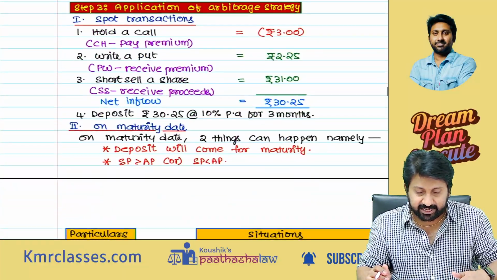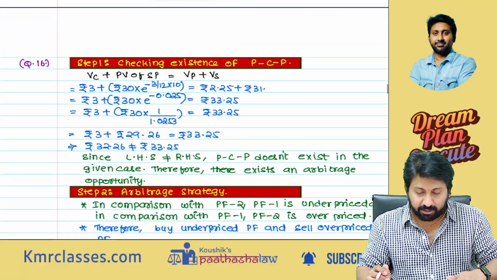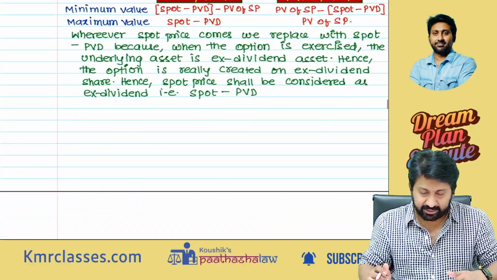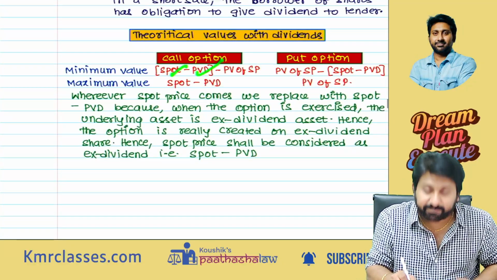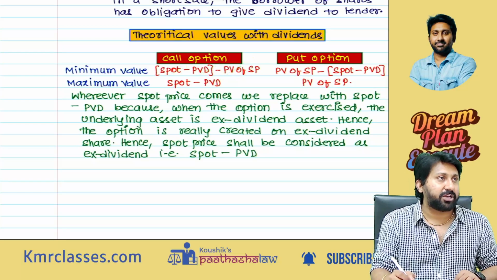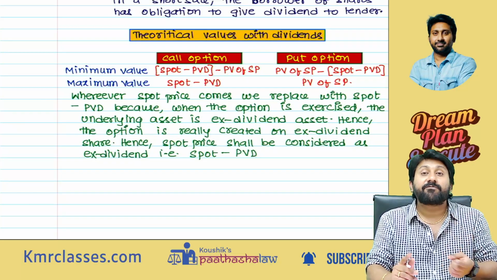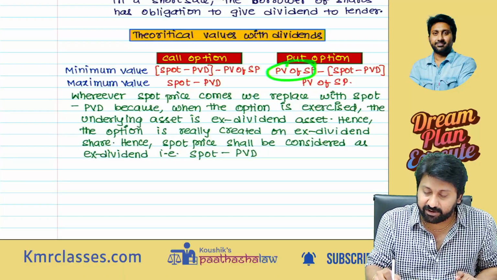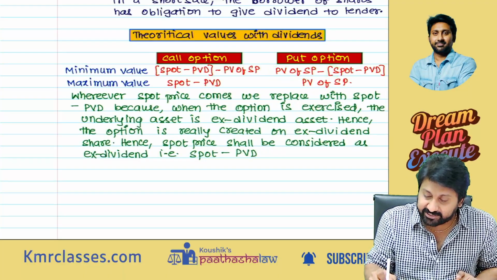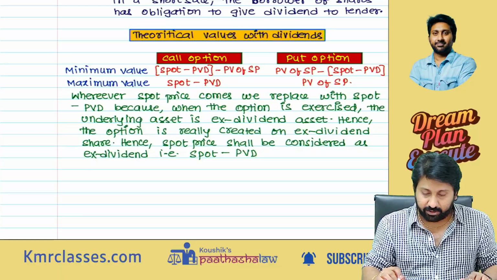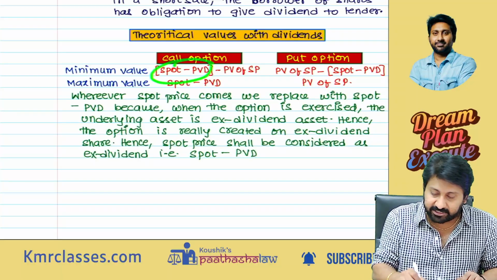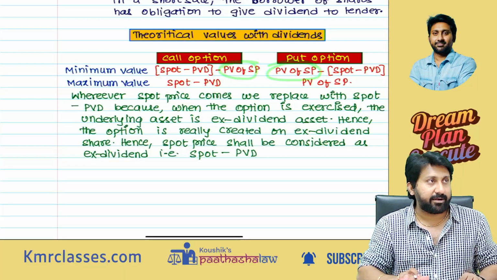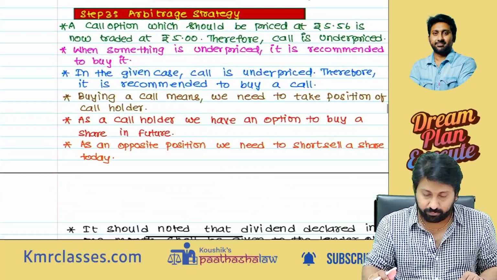If dividend is there, what will happen? Instead of spot minus present value of strike price, they will take spot minus present value of dividend minus present value of strike price. Whenever there is spot, reduce the dividend, like what we have done in futures. For the put, present value of strike price minus spot is there, and now you have to take minus PVD. Understood the point clearly? So spot minus PVD, minus PV of SP. That's how we need to do it.